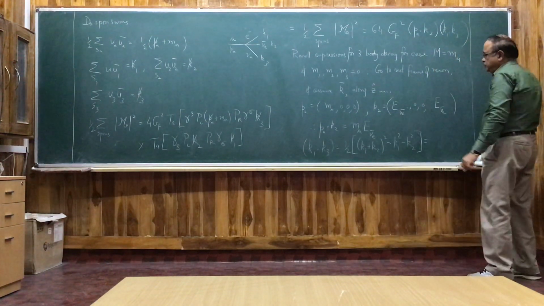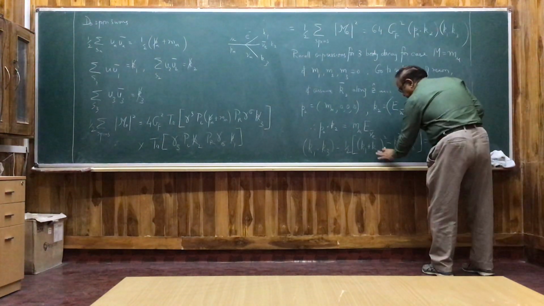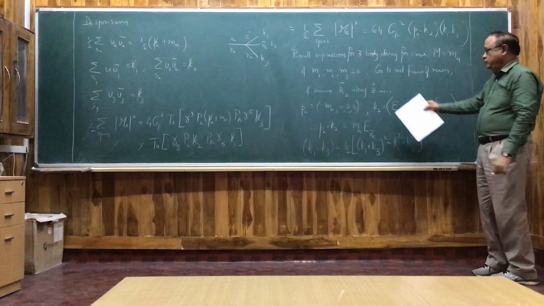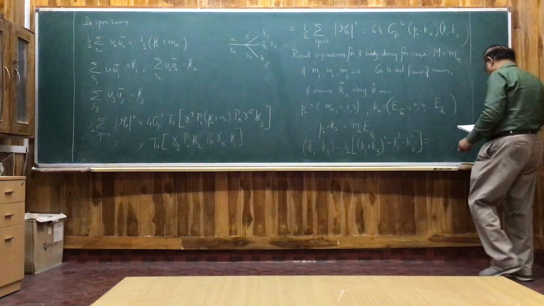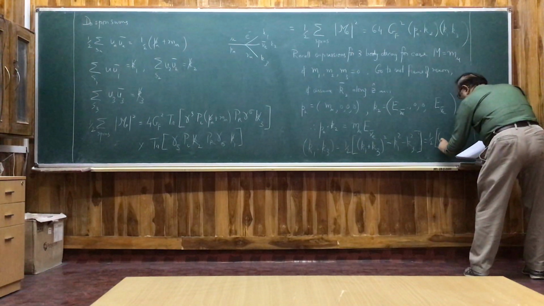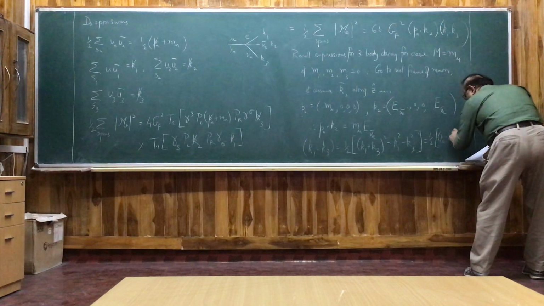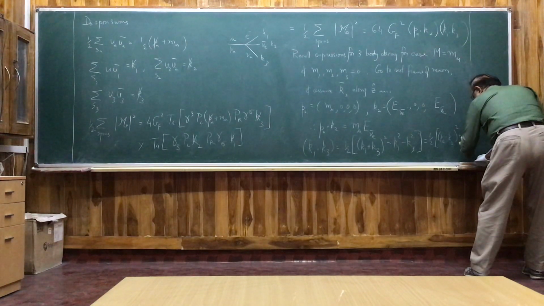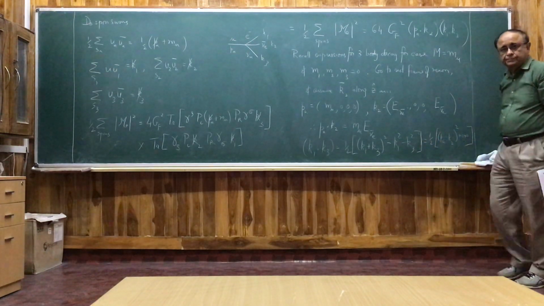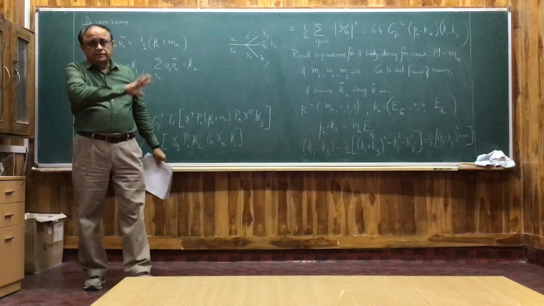But K1 plus K3 is related to PA and K2. So this is a half of (PA minus K2) squared, plus 0 plus 0, setting these two to 0 because they are massless effectively. Okay, is this fine?